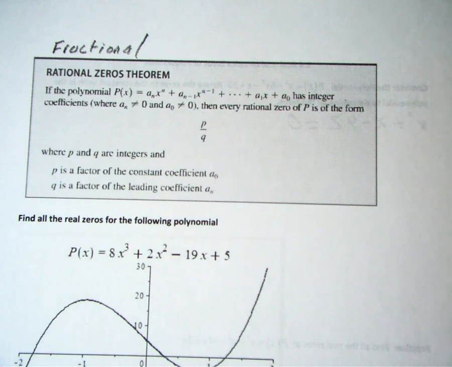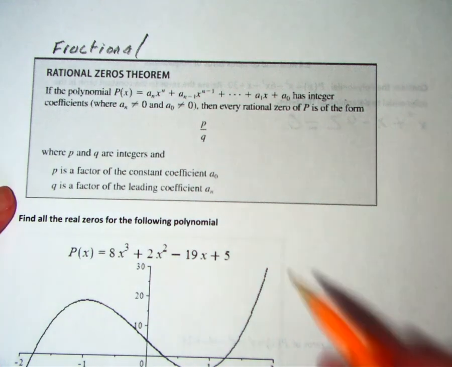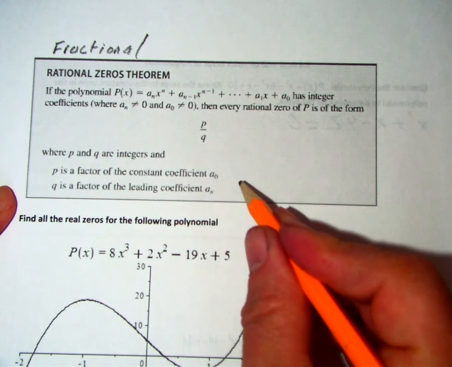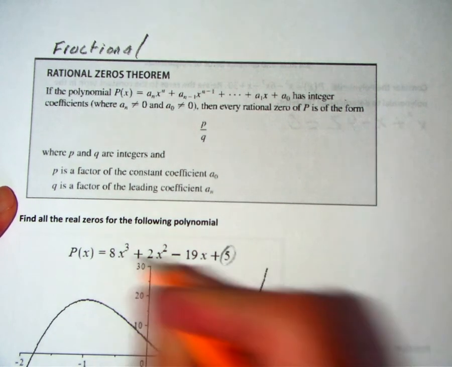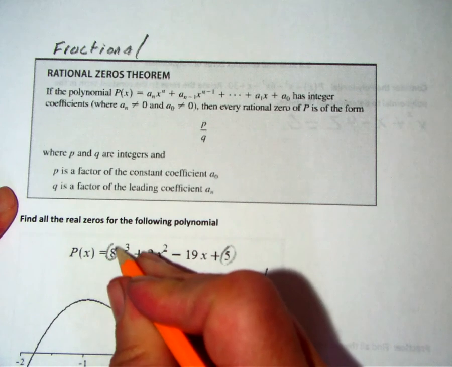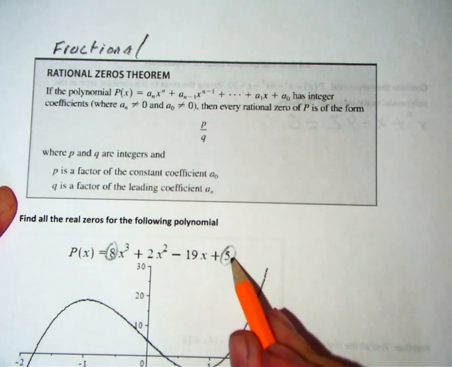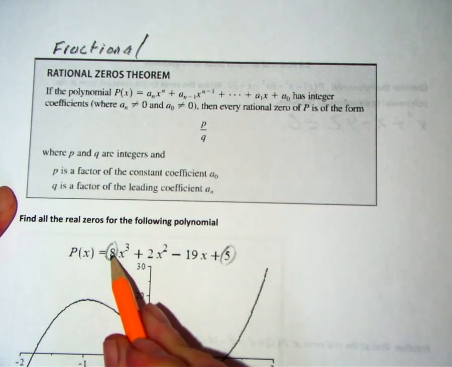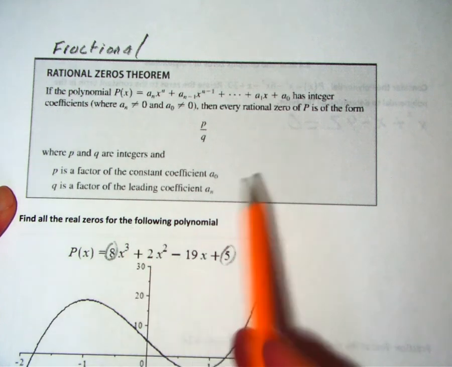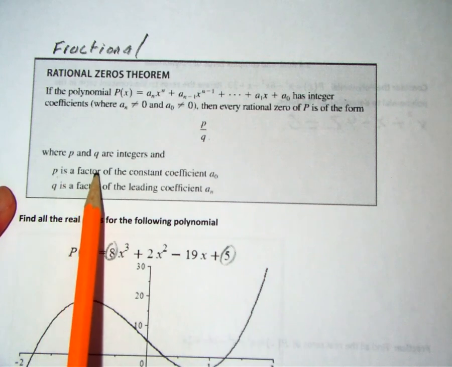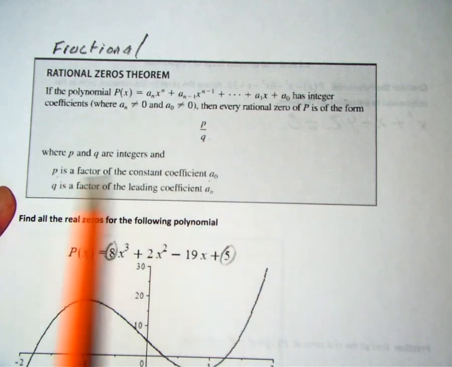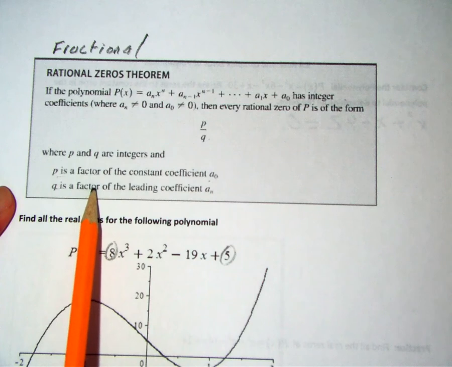All you got to do is remember that the only thing that really counts is this number and this number. This is called the constant term. This is called the leading coefficient. It says any fractional zero has to be P over Q, where P is a divisor or a factor of the constant term, and Q is a factor or divisor of the leading coefficient.